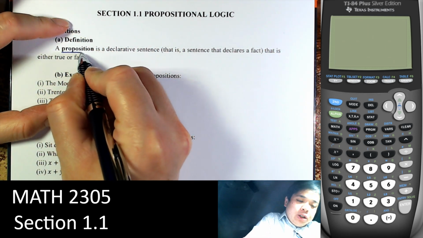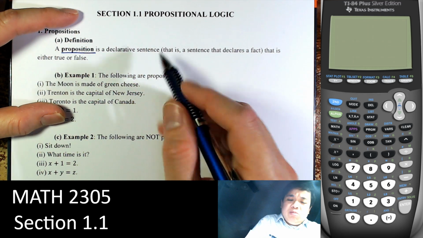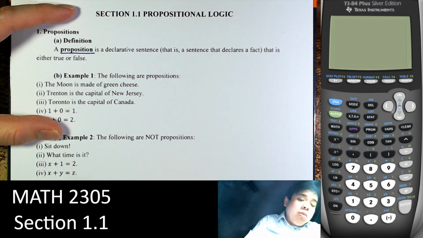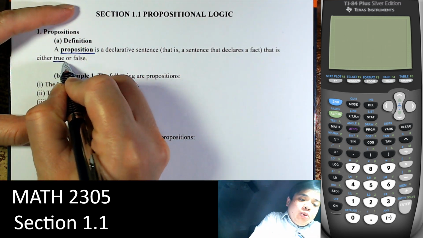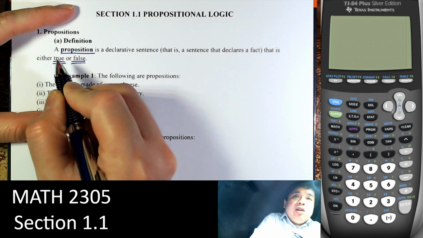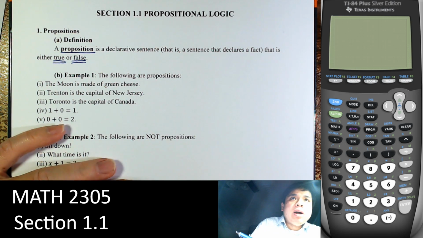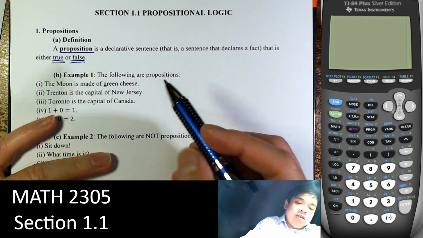A proposition is a declarative sentence, but most important, it is either true or false. We mean either true or false, it cannot be both. Here are some examples of propositions.